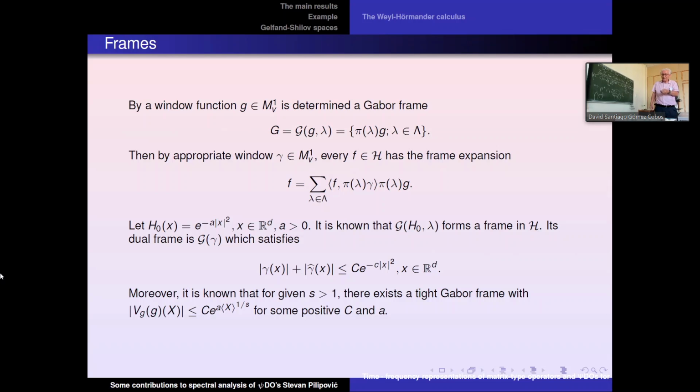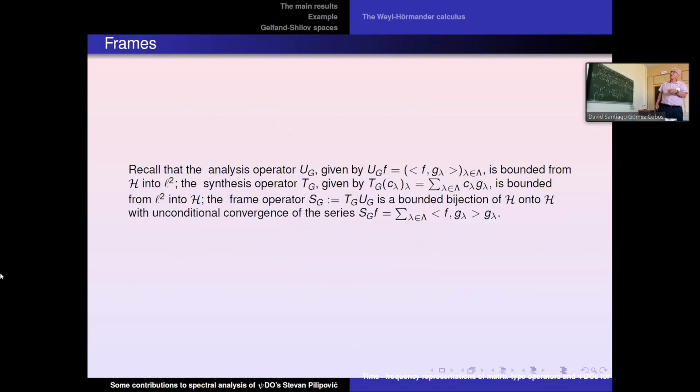So a better choice is that estimate, because this estimate corresponds to S equal to 1/2. Reverse it. So you have again UG. This is the analysis operator and this is the synthesis operator, and so then all the things are the same in that theory, which is quite nice.